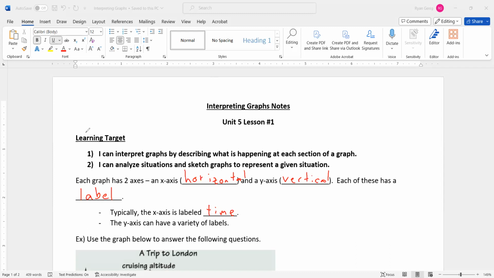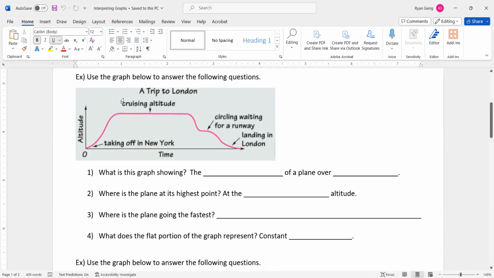So let's look at the first example and see what we're looking at here. The graph below is showing a trip to London as you're flying from New York City to London. One of the most important things you look at is the y-axis and what its label is. It's altitude. Altitude is height above sea level. So the altitude of your plane as you fly on this trip to London. What is this graph showing? It is showing the altitude of a plane over time.